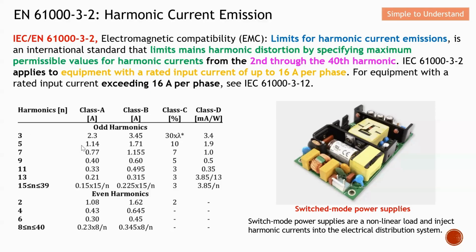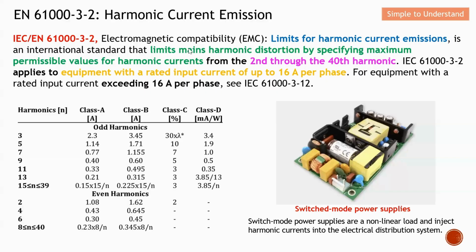These are all the maximum current emissions for the different harmonics for the different classes. Later on, I will further describe all these different classes for different products and different test cases here. But over here, you can see that under the different harmonics, you have different limits for the harmonic current emission. So in short, why do we need to have this harmonic current emission?